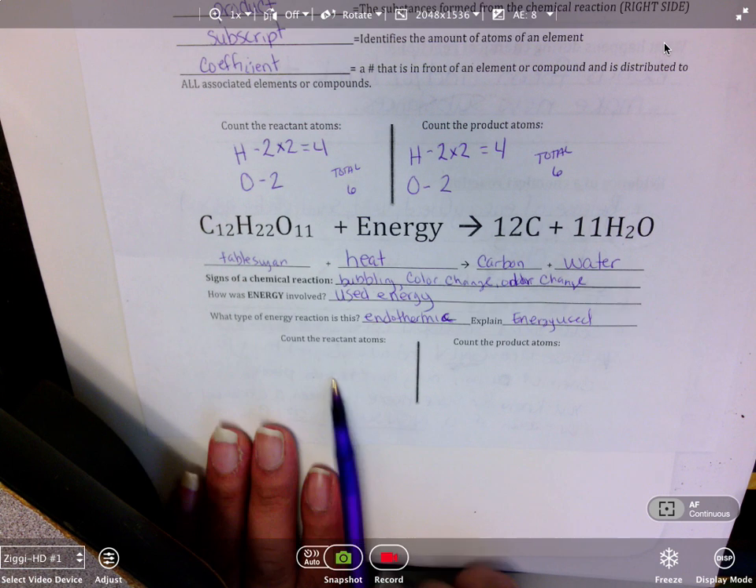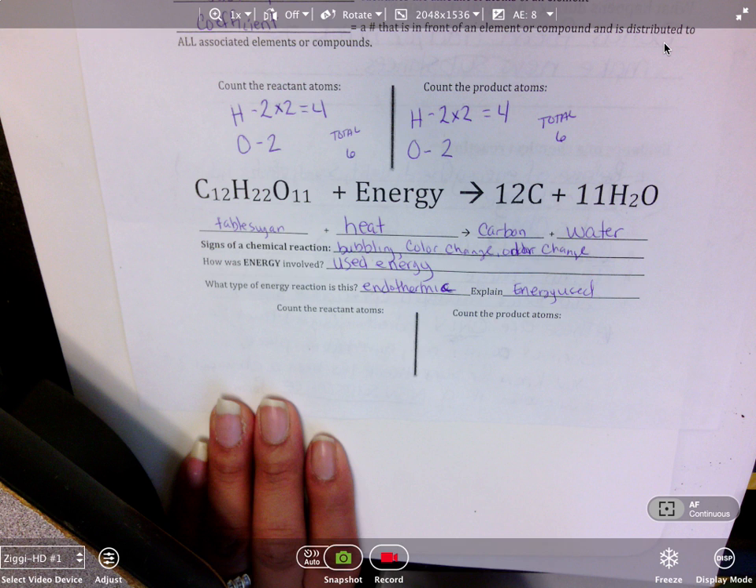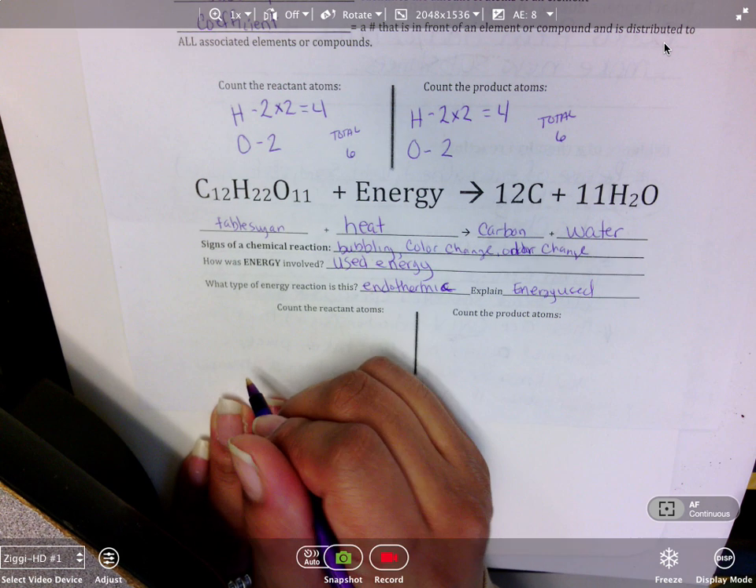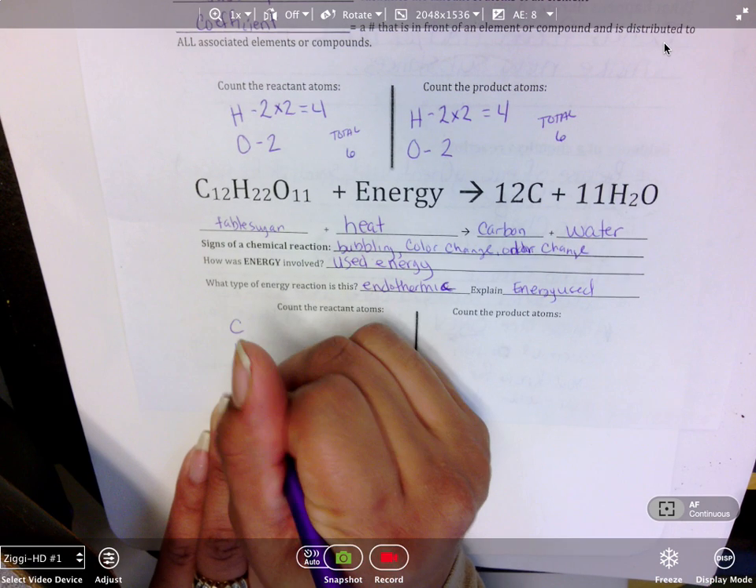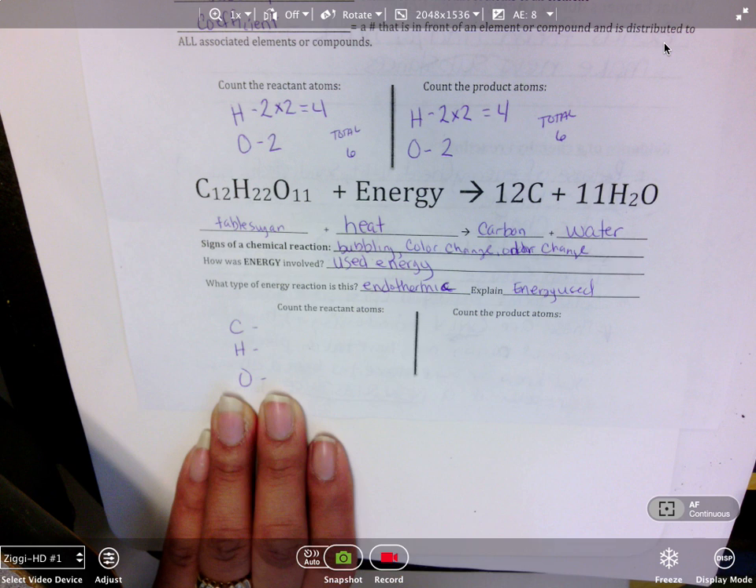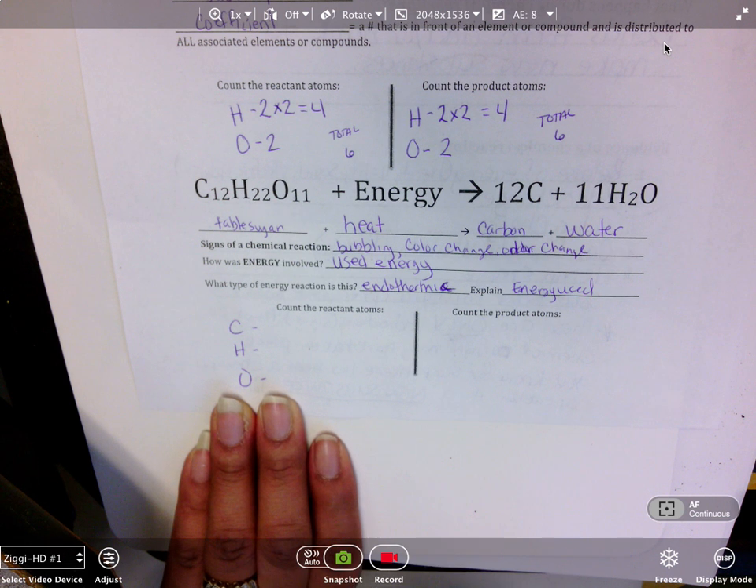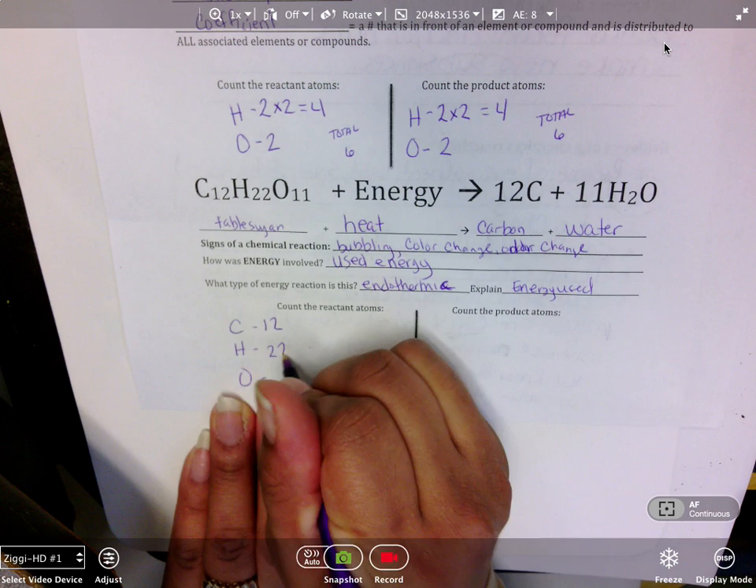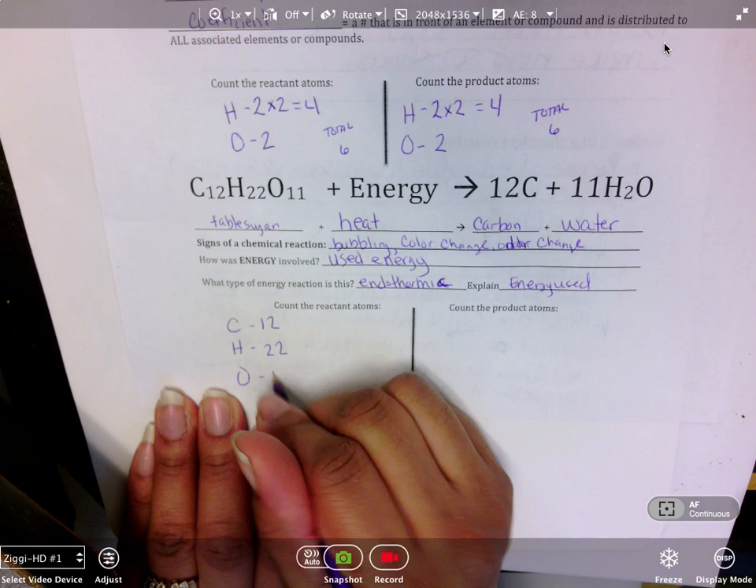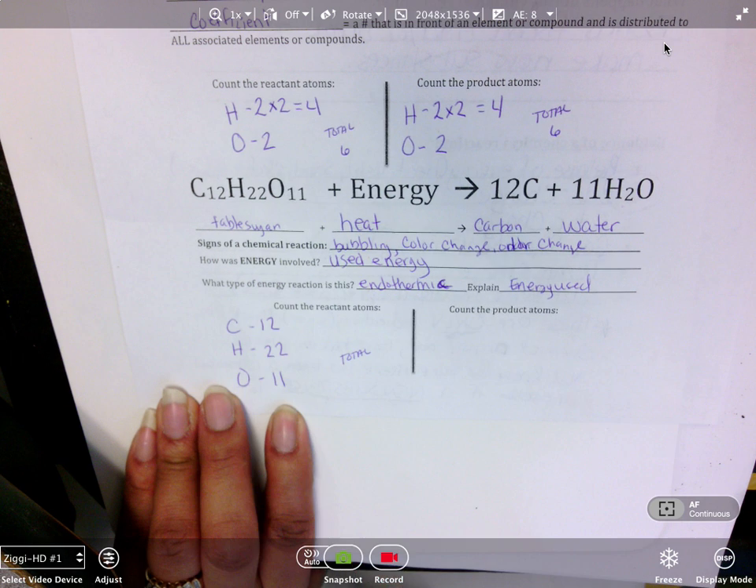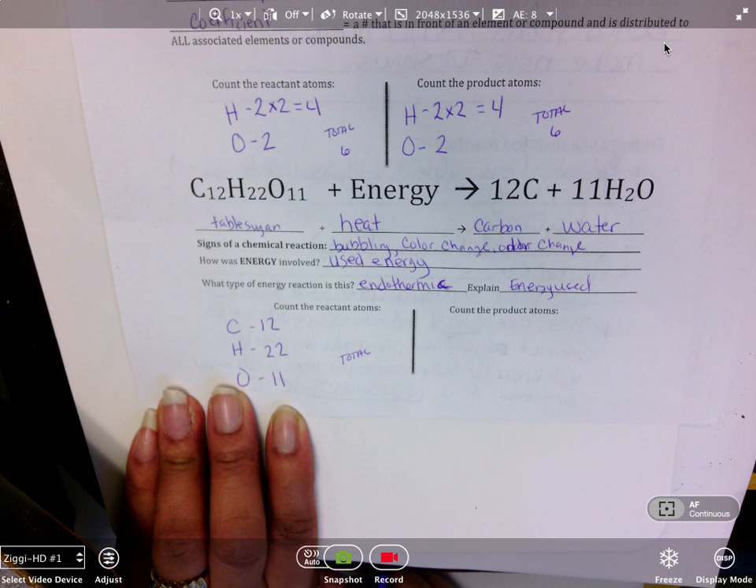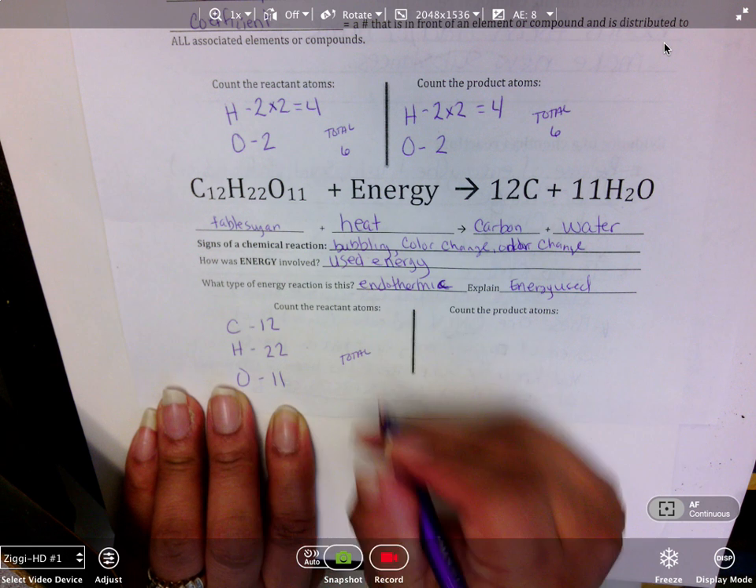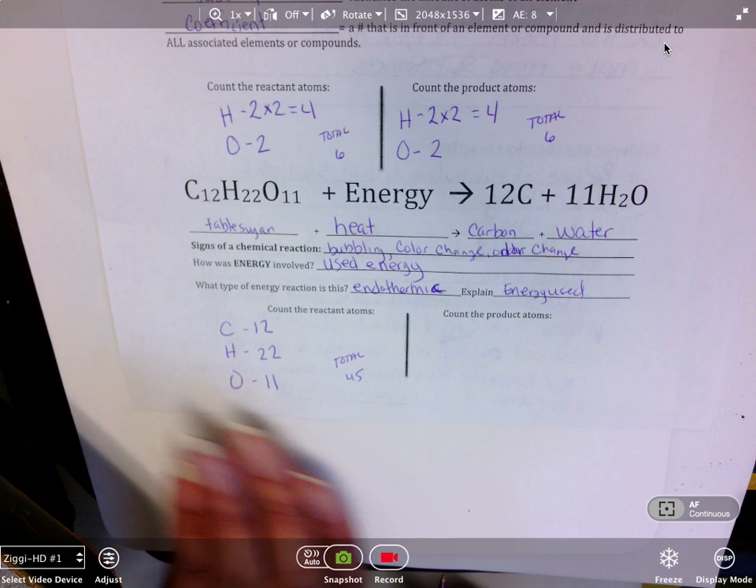Now for this equation, let's count our atoms for the reactants. What elements do we have, Patrick? Carbon. We have carbon, hydrogen, and oxygen. Dorian, how many carbon do we have? 12. How many hydrogen do we have, Drew? 22. How many oxygen do we have, Kwan? 11. What's our total? 45. All right.